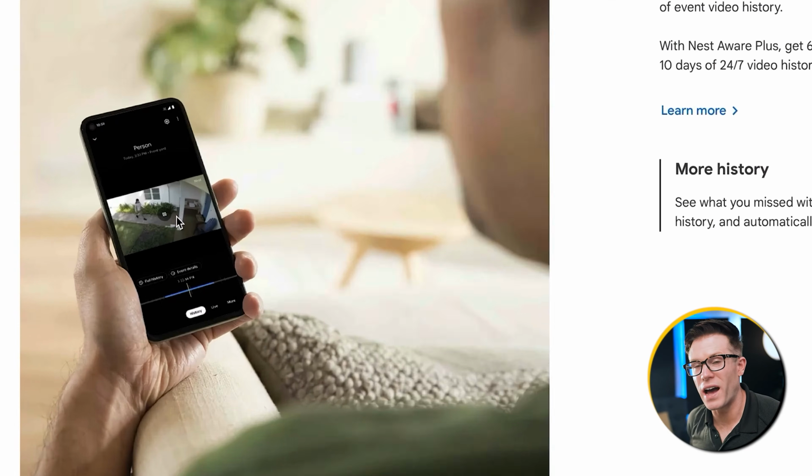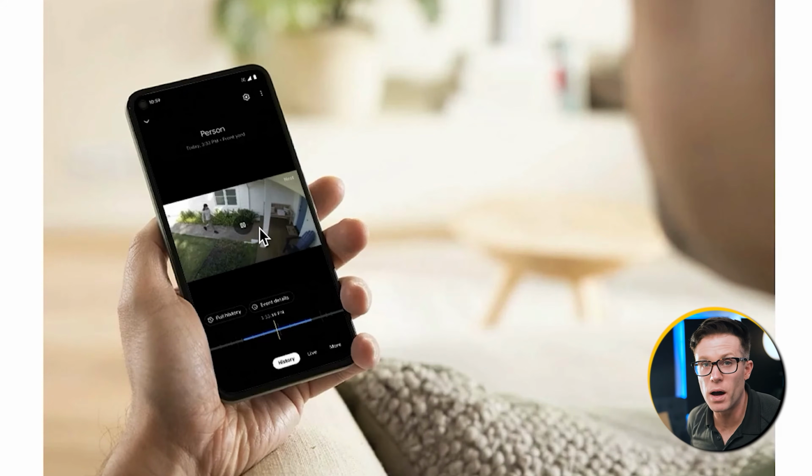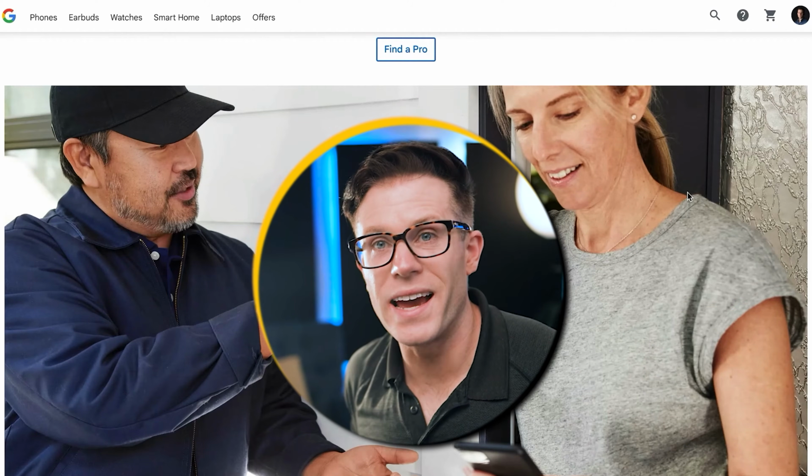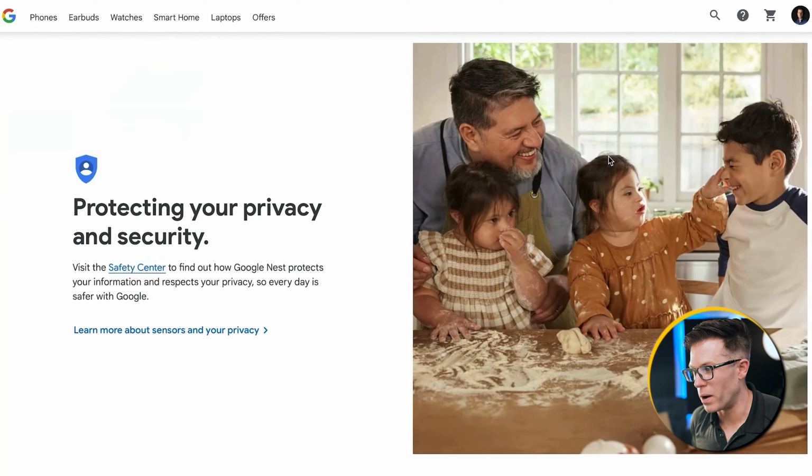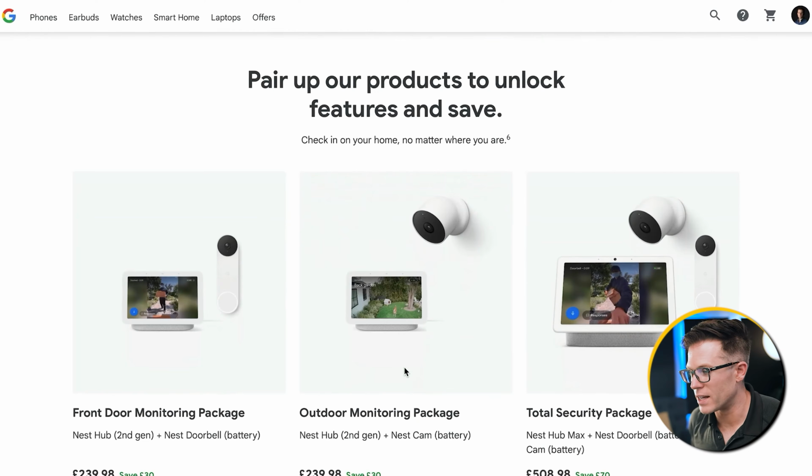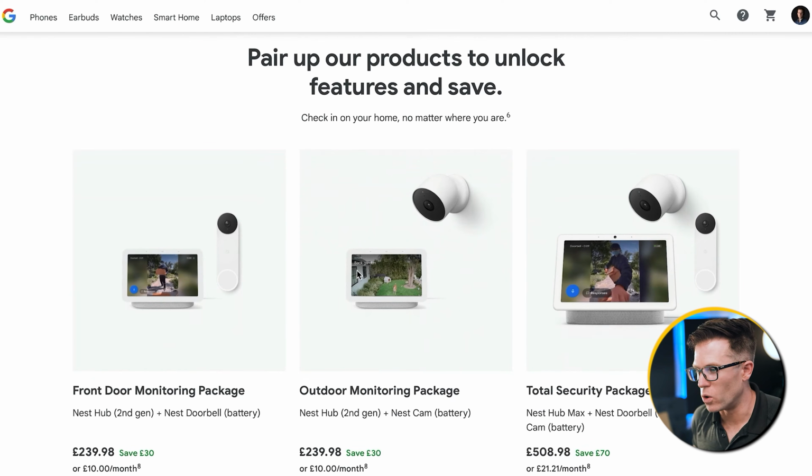We can see the sorts of houses that they're selling to. So this is suburban America. We've got typical middle-aged folk. And then of course we've got parents. And in fact, parents are really the category that is best represented in all of Google's security product imagery. We're selling to parents, either pet parents or child parents.